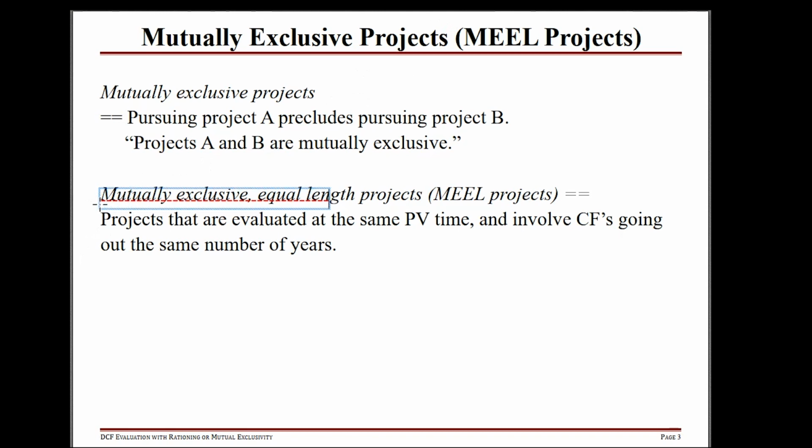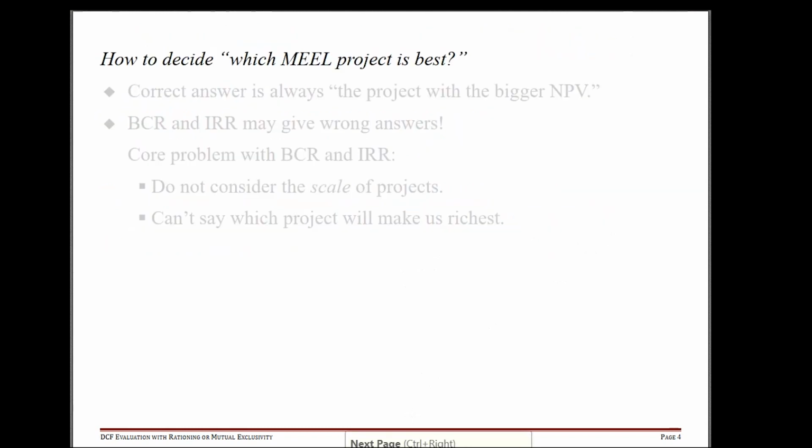These are projects that have to start at the same time, i.e. t equals 0, and they involve cash flows going on for the same number of years. If we have a 5-year project, both projects don't have to have a cash flow at end of year 1, end of year 2, etc., all the way up to end of year 5. They just have to start at t equals 0, and their last cash flow has to be at end of year 5 if it's a 5-year project.